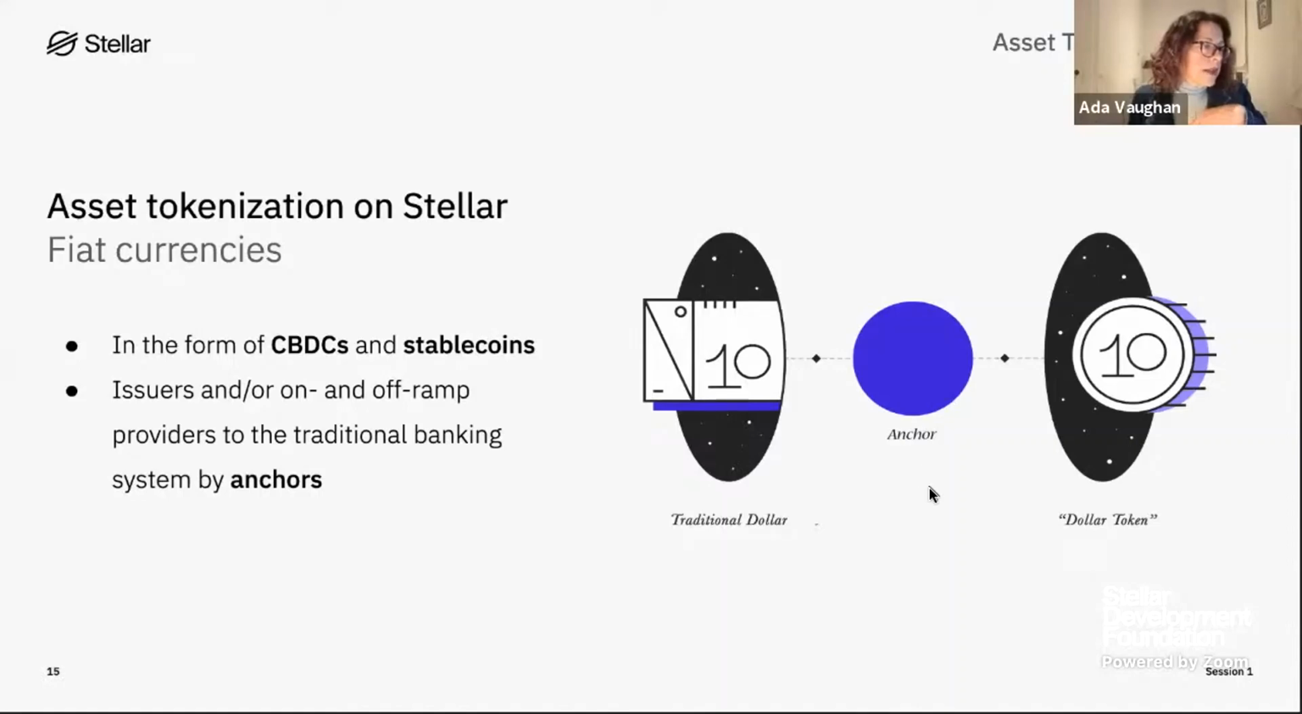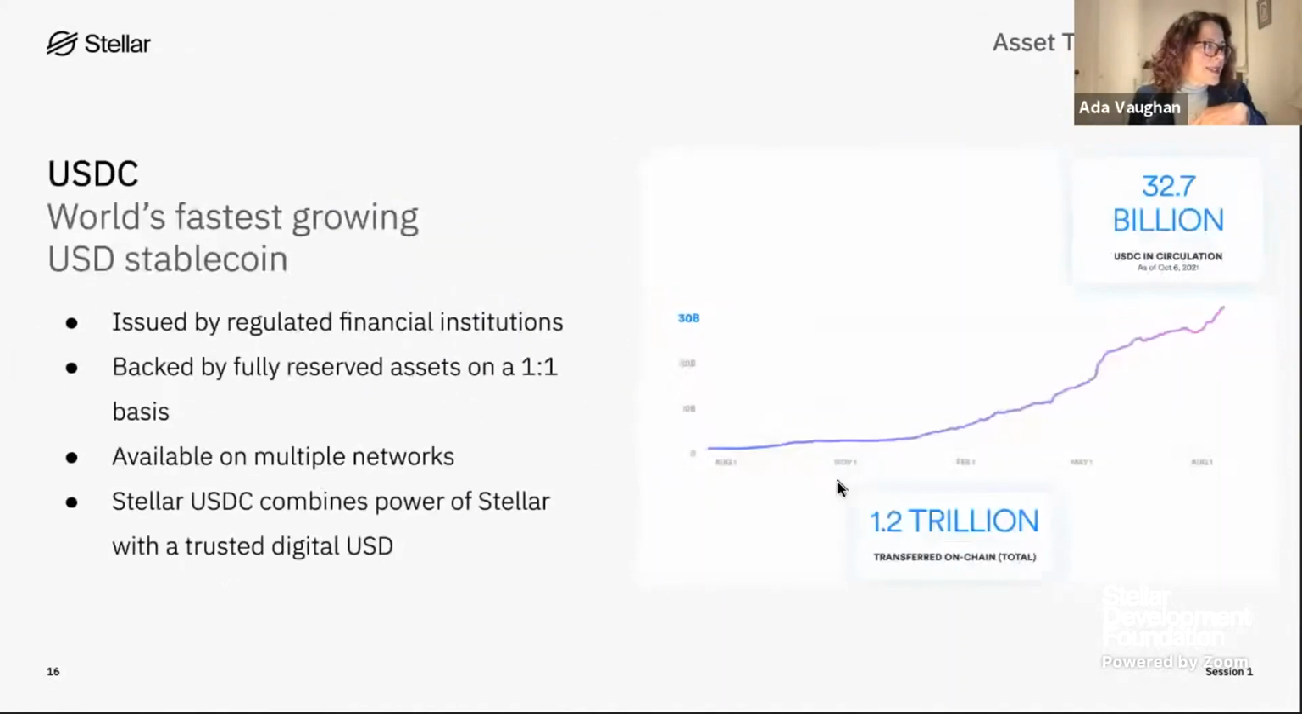One really important anchor is USDC Circle. I'm sorry, my slides are so jumpy. I need a better mouse. This graph is actually a little bit out of date. I believe we have surpassed today 40 billion USDC in circulation. So USDC stands for USD coin. As I said, many things are a coin in our world.